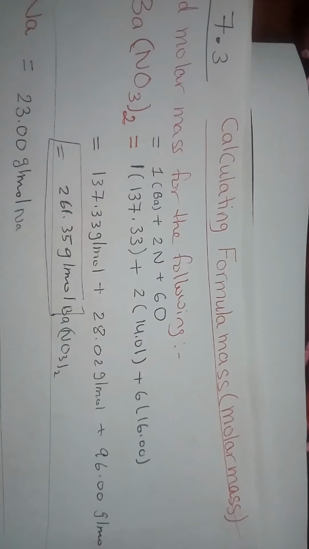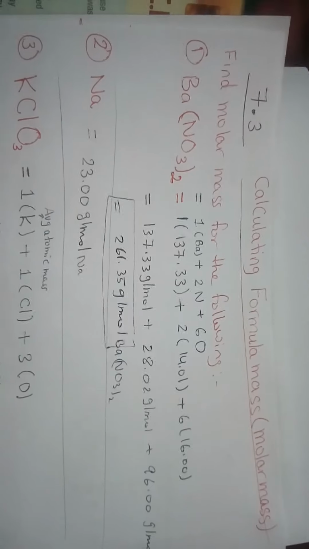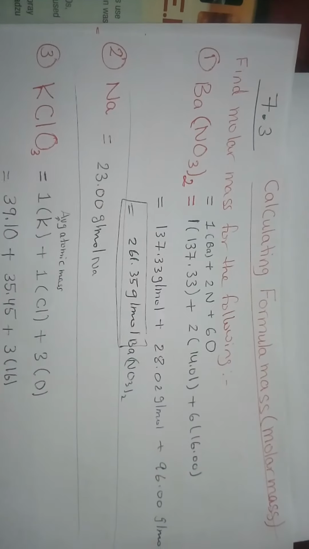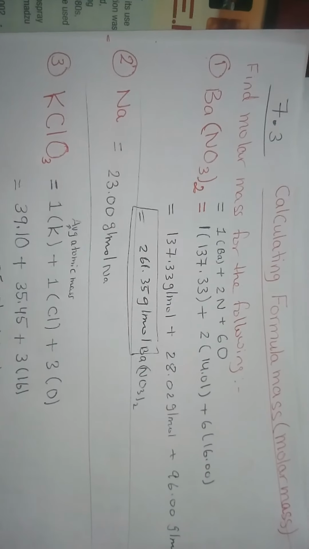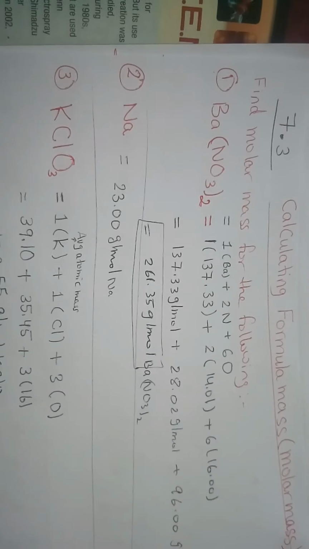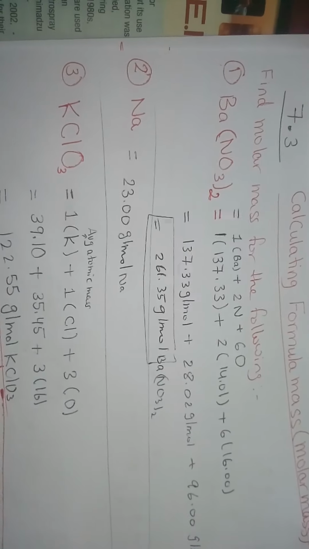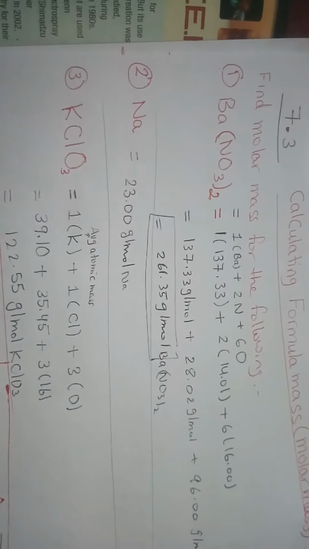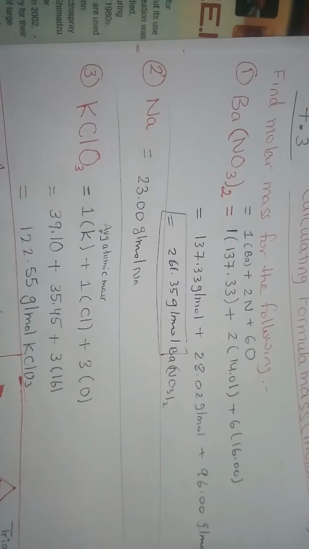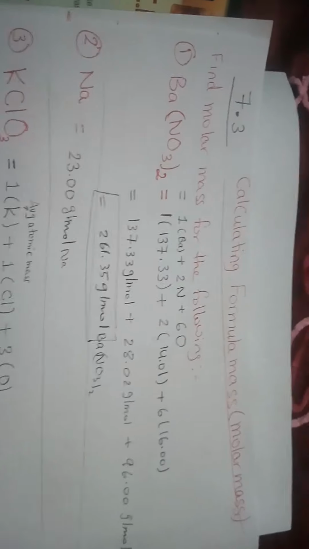So basically, the question that you're going to be solving in your SAT test is going to be as follows. Find molar mass for the following. So for instance, over here, we have to find the molar mass of barium nitrate, which is Ba(NO3)2. Now, how we do that is really simple, and it's actually one of the fun parts of stoichiometry.